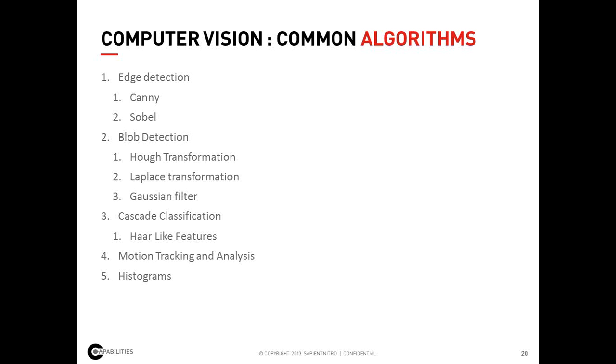So the common algorithms that you normally use to get that information, from the basic ones, are edge detection, blob detection, cascade classifiers, motion tracking and all, and also histograms. These are a couple of the algorithms in computer vision. People have done so much research in those areas to create sophisticated and very powerful algorithms, using which we can process our streams and extract that information.